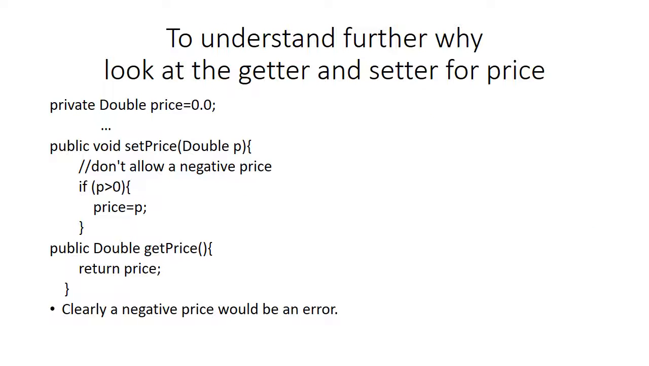If you looked at just setting the name and getting the name, it might seem like a trivial example. But now look at getting and setting the price. You wouldn't want to have somebody put in a negative price for a grocery item. That wouldn't work, so some rudimentary checking is in place in this particular setter method.